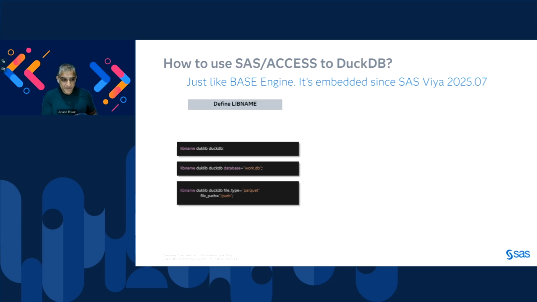The second example is where you are saying, I want to materialize the tables that I am creating on disk because I want to use them for later analysis, for example. And here you specify database equals work.db or the path of where you want to save your file.